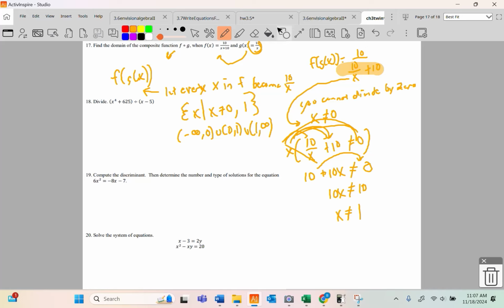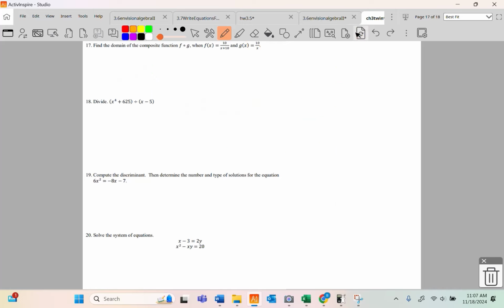All right, so there's that one. Kind of a scary little problem for the vast majority of the population. Divide x to the fourth plus 625 by x minus 5. You are welcome to use long division or synthetic. It doesn't really matter. Synthetic division, though, doesn't always show things correctly. So I'm going to do long division. Remember, synthetic division is literally not natural division.